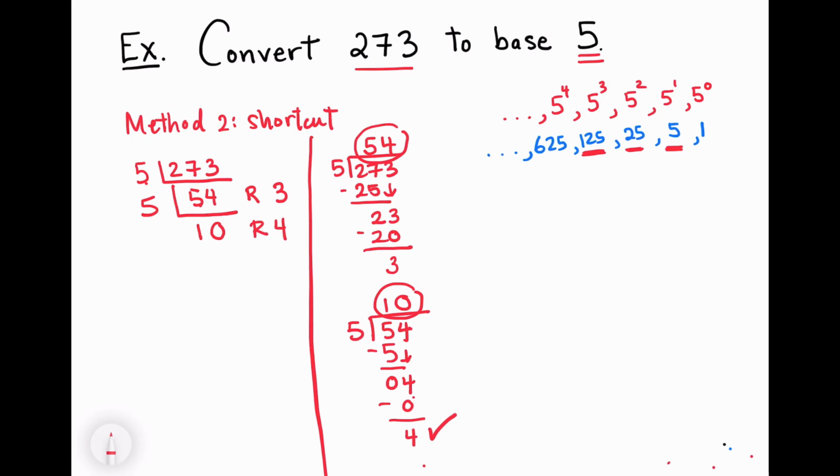Since 5 can still go into 10, I'm going to do the division again. So now I divide 5 into 10, and that goes in twice. 5 times 2 is 10. I subtract. There's nothing to bring down. There's no remainder. So the new quotient is 2, and the remainder is 0.